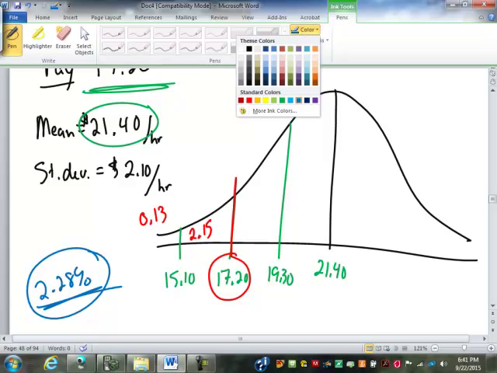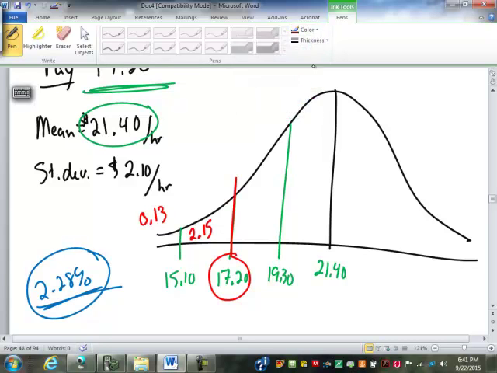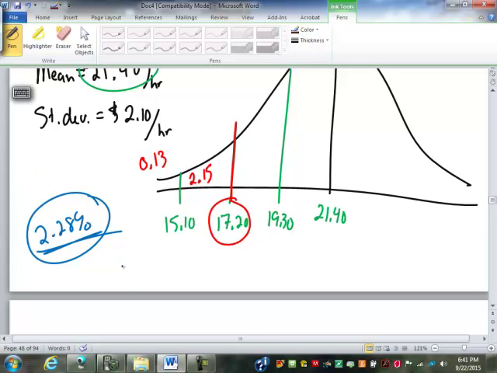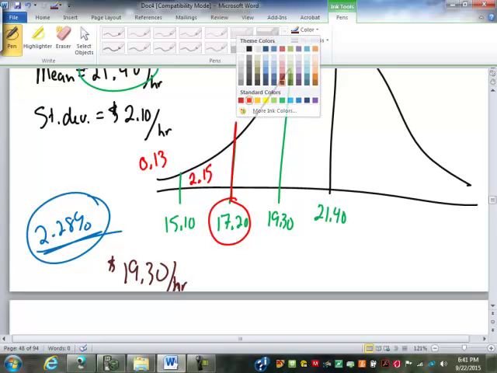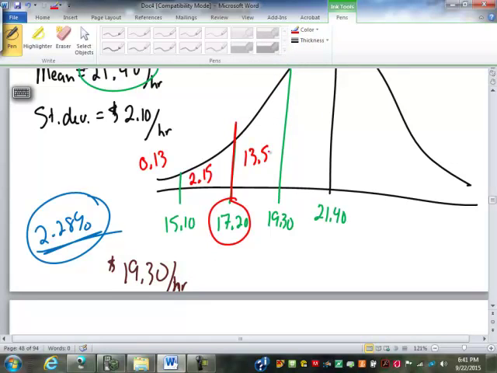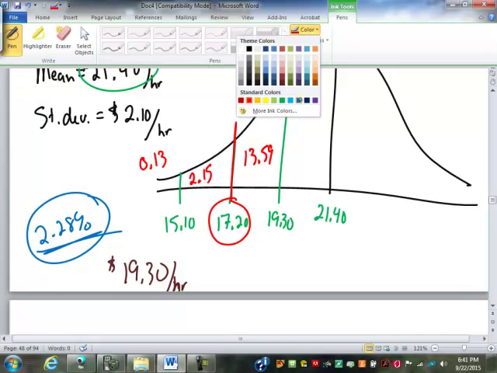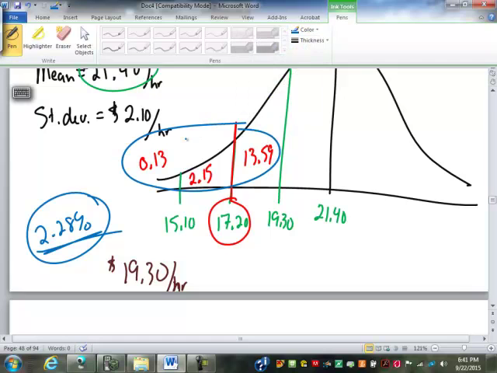So let's say you go back to them and you tell them, hey, that's not enough. And they come back and say, okay, we'll offer you $19.30 per hour. Well, let's fill in a number here. This would be 13.59. So now if you add up those percentages, what you're getting is 15.87%. You're making more than 15.87% of the field. So the question is, that looks like it's pretty bad. But you've got to remember, you're just starting out.